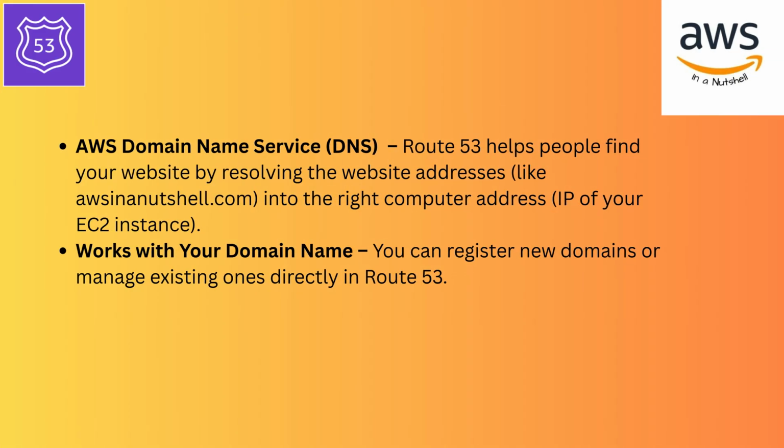The other AWS service we're going to cover in this tutorial is Route 53. Route 53 is AWS's domain name service. It helps people find your website by resolving the website address, in this case awsinanutshell.com, into the right computer address. So this will be the IP of your EC2 instance. Now, we're going to register a brand new domain name in Route 53, but you can also import an existing domain which you've purchased elsewhere.